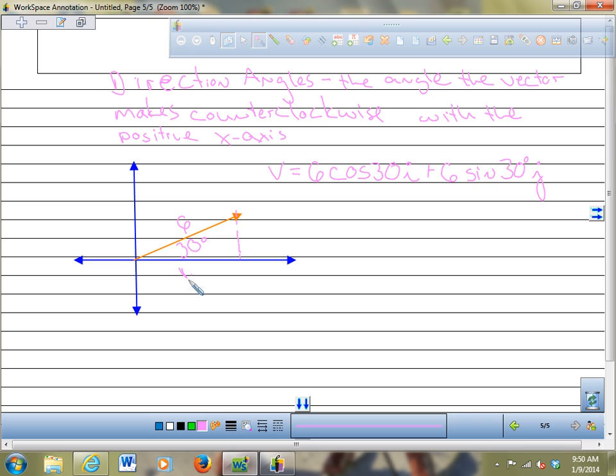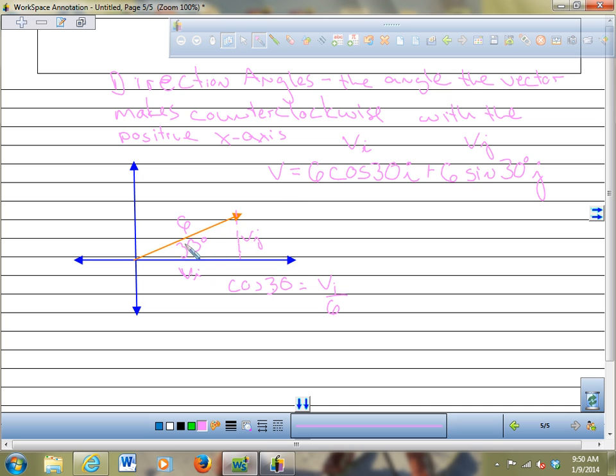If this is V sub I, and this is V sub J, do you understand that V sub I would be adjacent over hypotenuse? So V sub I, or the cosine of 30 (you don't have to write this, I'm just trying to show you where it comes from), would be V sub I over 6, right? And so this is the horizontal component right here, and this is the vertical component right there.